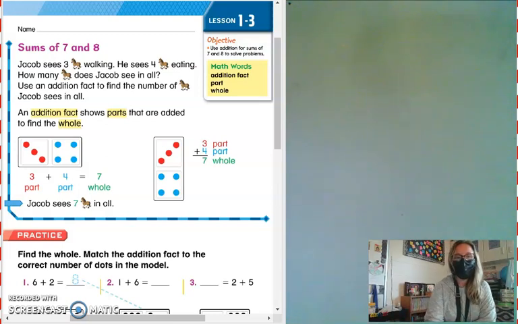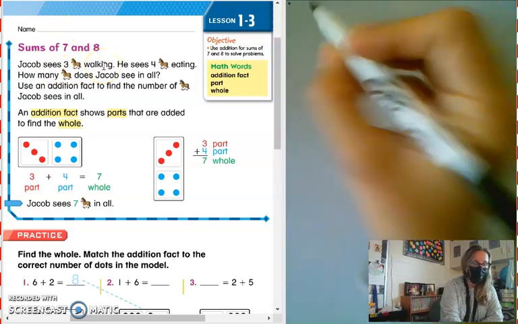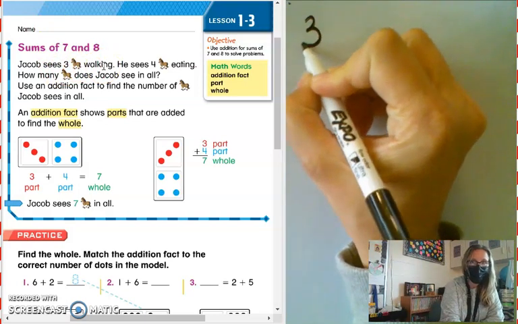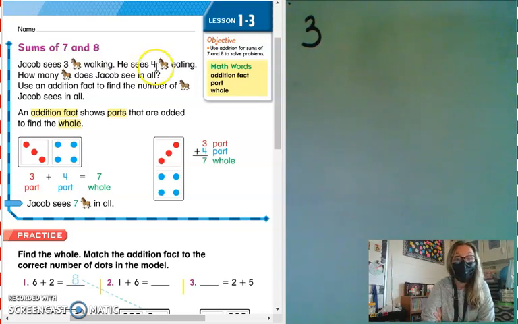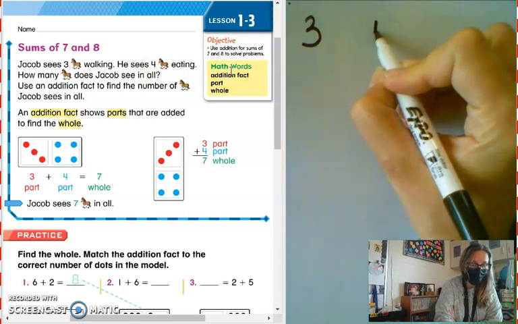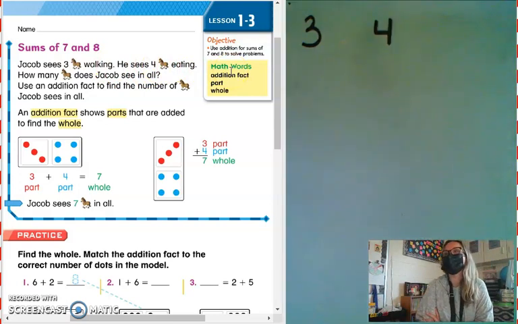So on the top of page 11, it says, Jacob sees 3 horses walking. I'm going to write down the number 3. You can circle the number 3 in your book. Jacob sees 3 horses walking. Then it says he sees 4 horses eating. So I'm going to put a 4 here to show 4 horses eating. It says, how many horses does Jacob see in all?